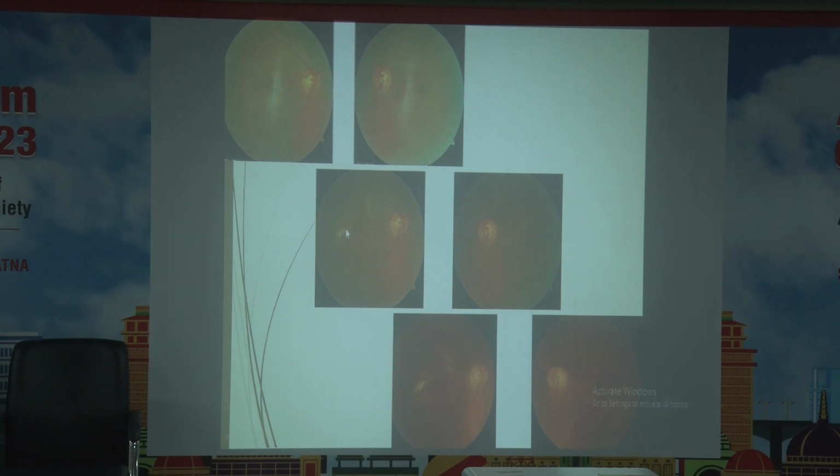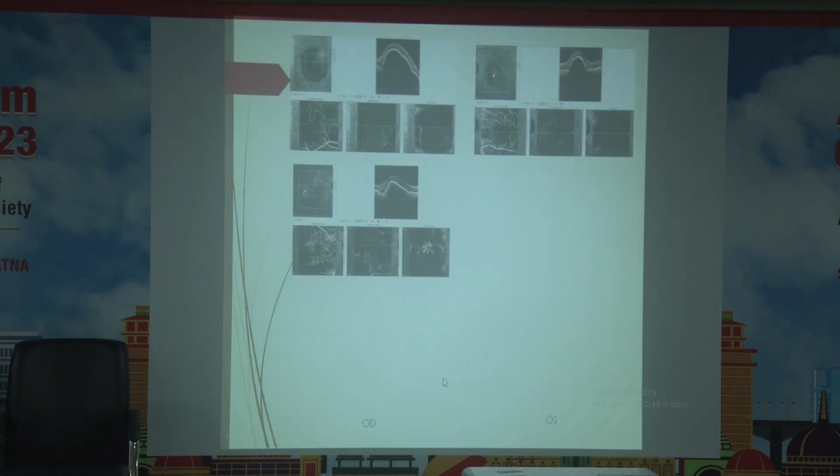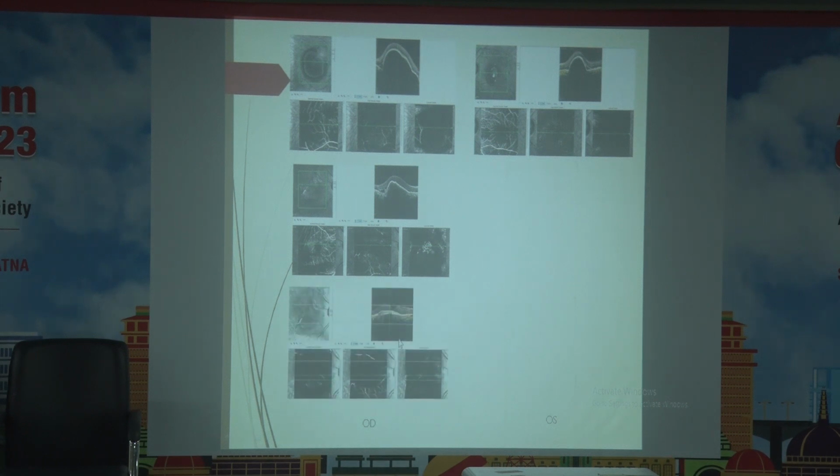This is an ARMD case after multiple intravitreal injections. Patient came with an RPE rip with some hemorrhages in the right eye, and the left eye with a large RPE detachment. So the patient underwent OCT angiography. This is just after multiple intravitreal anti-VEGF injections. The patient had a large PED with stable vision, but suddenly developed a rip. On OCT angiography you can see a CNVM, and then the patient was treated again with anti-VEGF.